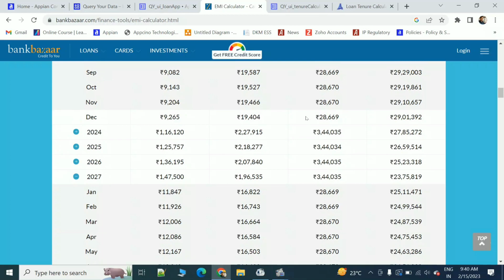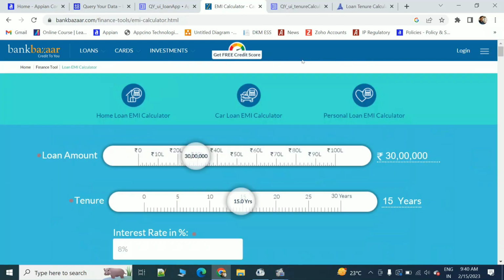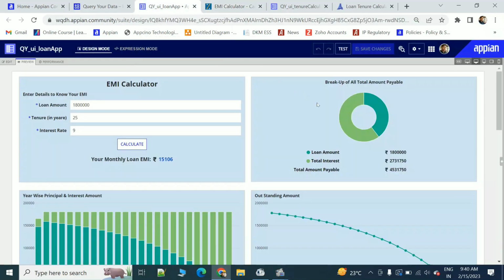And so I thought about this website, and I prepared this website in Appian. This is my website. The same functionality you can do here in this Appian website. Like if you are taking an 18 lakhs loan amount, your tenure is 25 years and interest rate is 9, then after clicking this, you will get your monthly EMI.